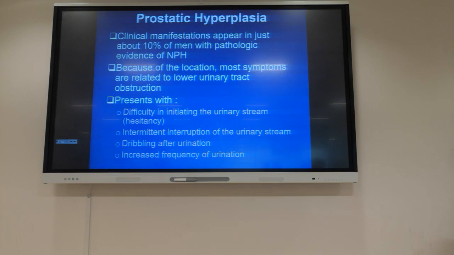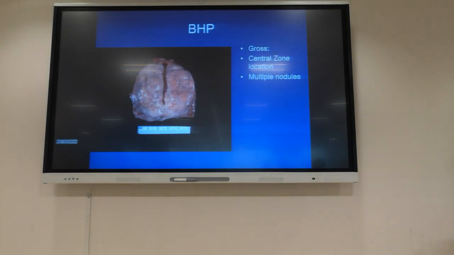Now, because of the location of the pathology, it is related to the urinary stream. So when the patient tries to void his urinary bladder, he will be facing an obstruction, right? So there will be delay in starting the urinary stream. And then when it starts, this nodular growth, as you can see here, is going to be collapsing the urethra. So there will be interruption of the stream.